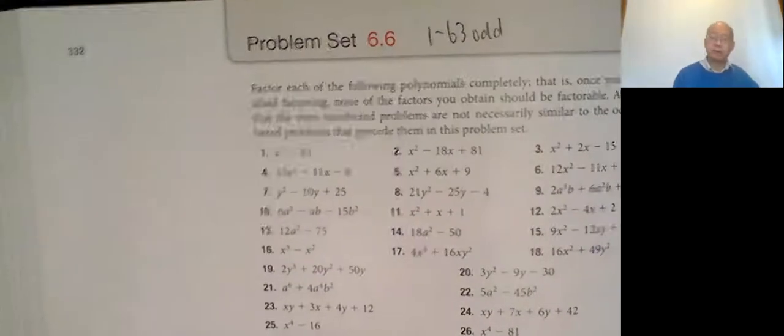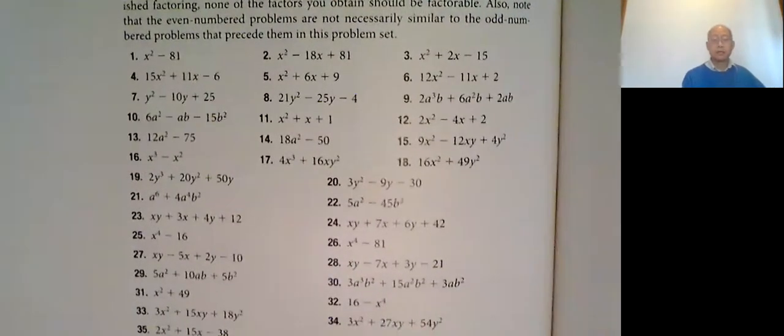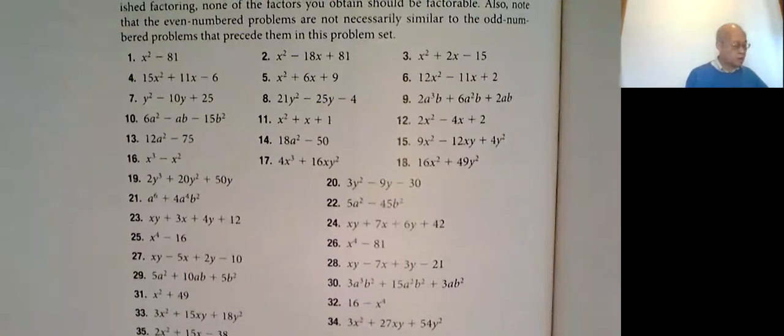These are notes for section 6.6. Okay, 6.6 is here. Page 332, 1 to 63. This is just a review section, review of all the techniques of factoring. So this is kind of just a combination of everything we've had.